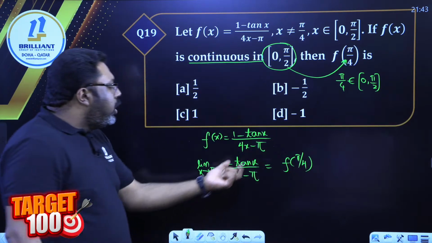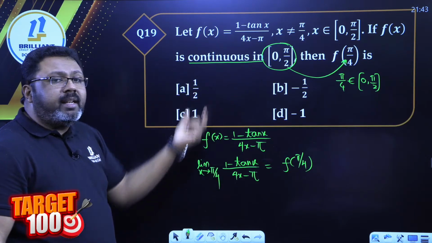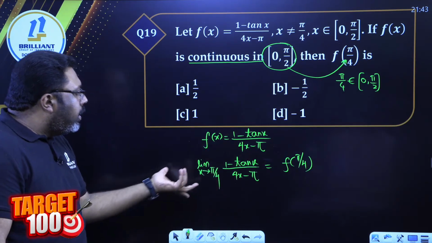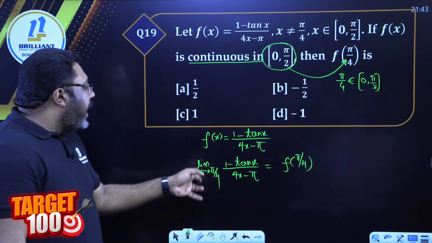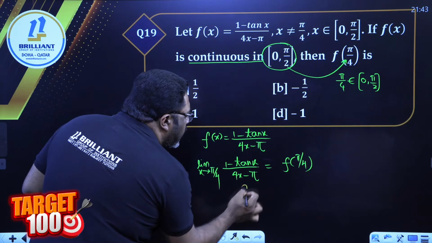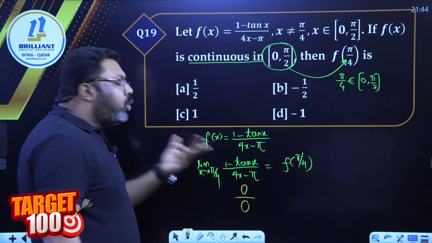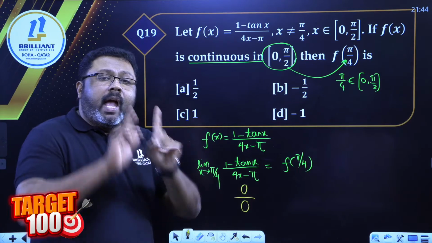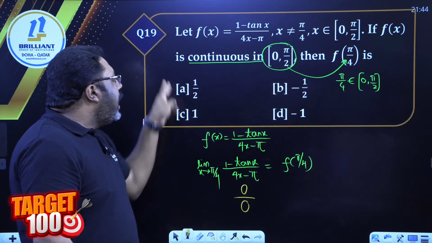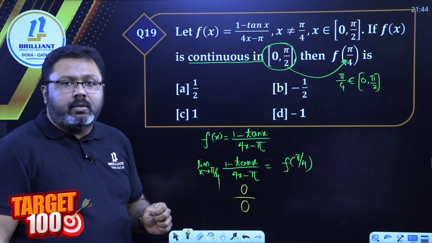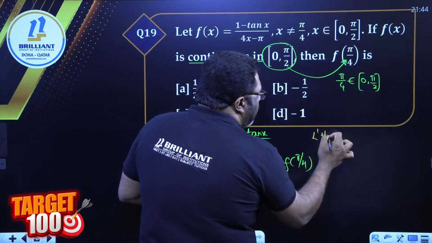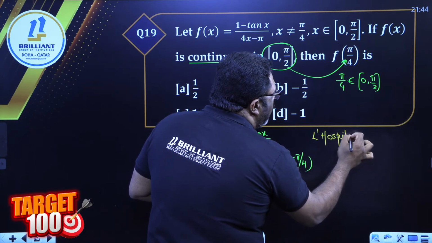Continuity means limit of x approaches pi by 4, (1 minus tan x) by (4x minus pi). But you are very unlucky. If you try to put pi by 4 here, you will definitely see a form called 0 by 0, and you have to do something to find a value and remove that discontinuity, because all the options are giving me values. Here I'm going to introduce a simple technique. It's called L'Hospital's rule.